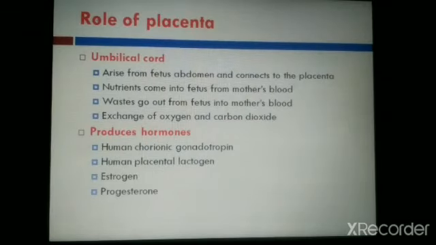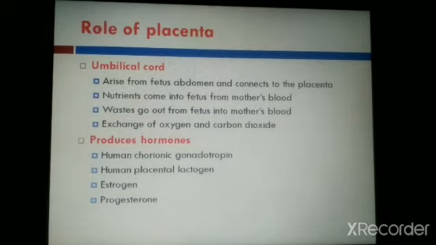What is the role of the placenta? Student, it forms the umbilical cord. We read that the placenta is connected to the embryo through the umbilical cord, which helps in the transport of substances. The umbilical cord arises from the fetus's abdomen and connects to the placenta. Nutrients come into the fetus from the mother's blood, and waste goes out from the fetus into the mother's blood. Exchange of gases, oxygen and carbon dioxide, is also done through this umbilical cord.